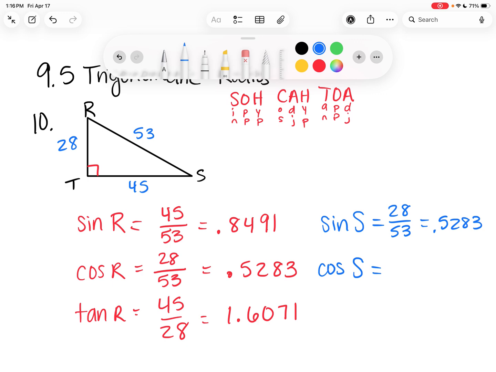Cosine of S. What would that be? 45 over 53. Anybody have that decimal? Yeah. 0.8491. Tangent of S. 28 over 45. Yep, opposite over adjacent, 28 over 45.